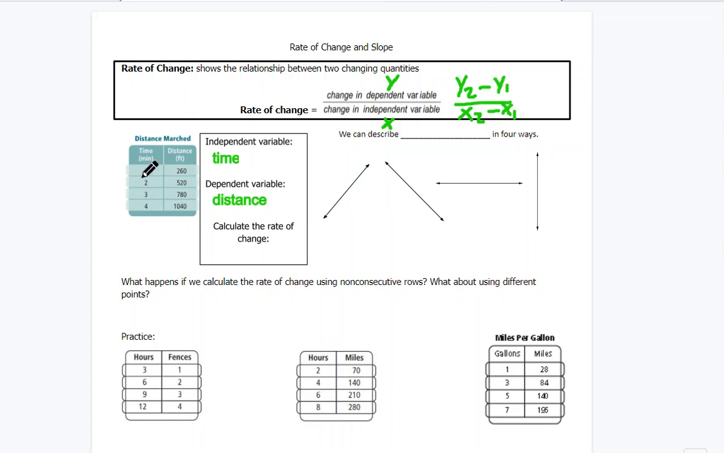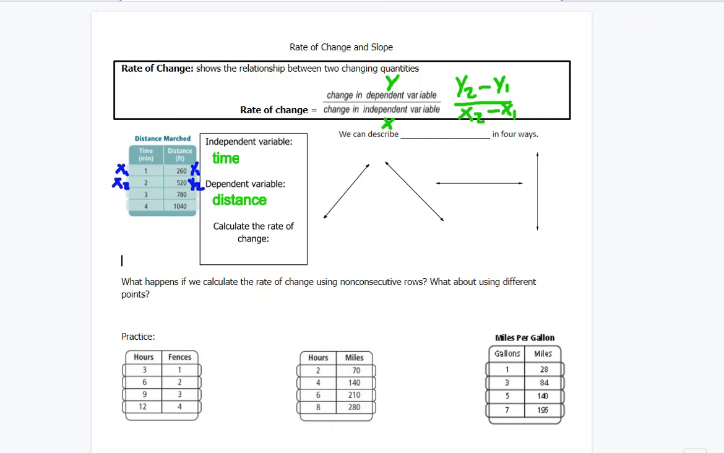So if I was going to do it on this table over here, I need to label what's my x1 and my x2, and I need to label what's my y1 and my y2. This is my y2 because literally it's my second y value. This is my y1 because literally it's my first y value.